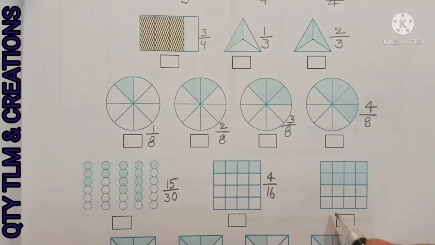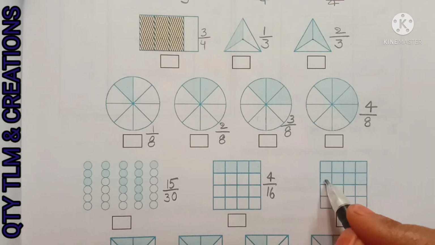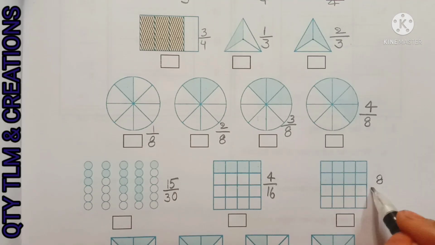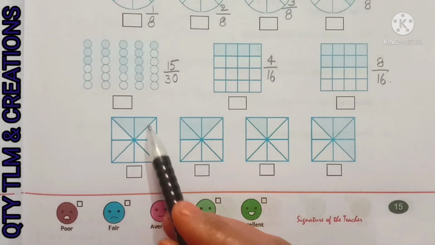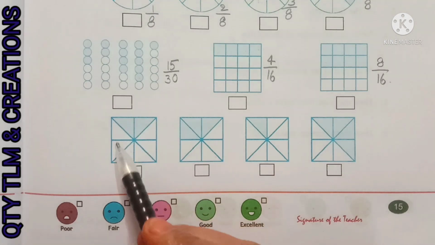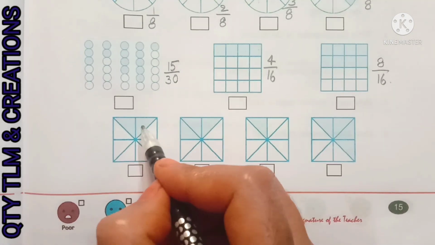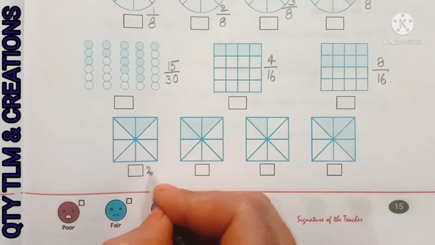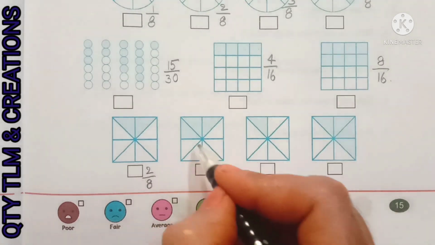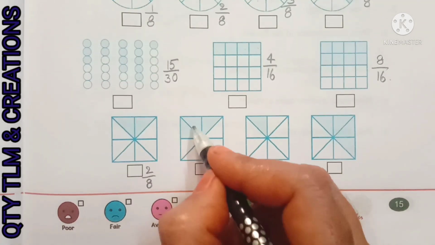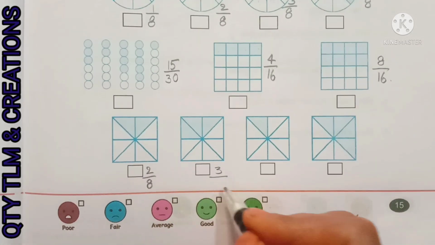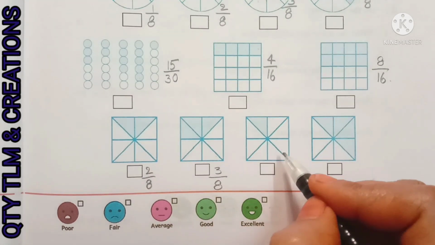This square is divided into 16 equal parts. Here shaded parts are 8. 8 by 16. Next, this square has been divided into 8 equal parts and shaded parts are 2. So 2 by 8. And this square is also divided into 8 equal parts. Shaded parts are 3. So 3 by 8.